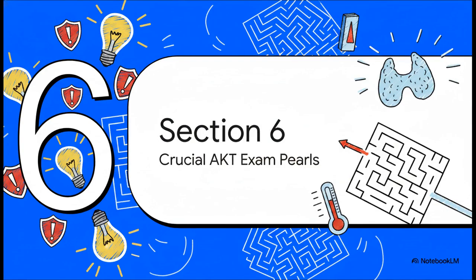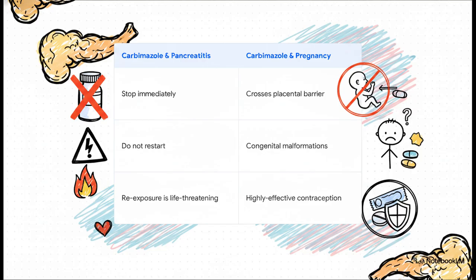Almost done. Let's bring it all home with Section 6, Crucial AKT Exam Pearls. For this final stretch, we are focusing exclusively on those high-yield safety alerts and diagnostic pitfalls that examiners just love to throw at you. Take a good look at these MHRA warnings for carbimazole. This is classic exam fodder, for sure. First up, carbimazole crosses the placental barrier, which means a real risk of congenital malformations, especially during that first trimester. So women of childbearing age absolutely must use highly effective contraception.